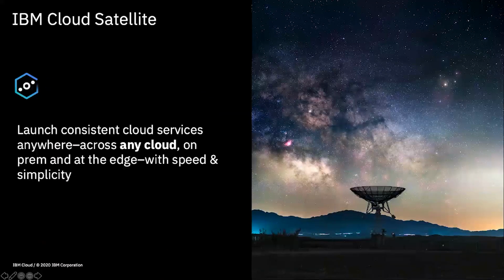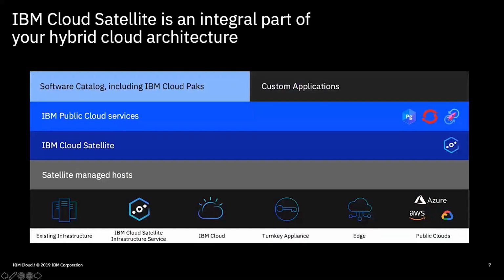So that leads us to the definition of IBM Cloud Satellite. IBM Cloud Satellite is really about launching consistent cloud services anywhere, across any cloud, on-prem, and at the edge, with speed and simplicity. So let's talk a little bit about the architecture involved with IBM Cloud Satellite. So we're going to start at the bottom row with all of the different deployment options.